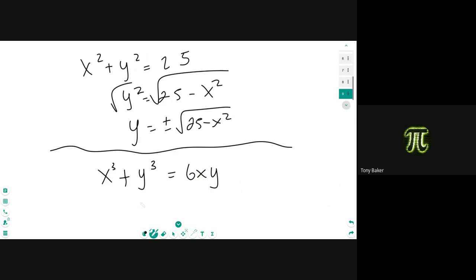But is that an equation? Is it a function? What's the difference between a function and an equation? A function has one output for each input. So is my original problem at the top, the x squared plus y squared equals 25, a function?